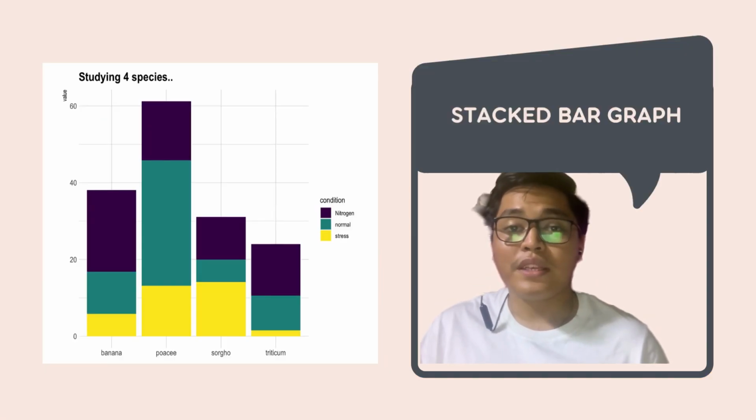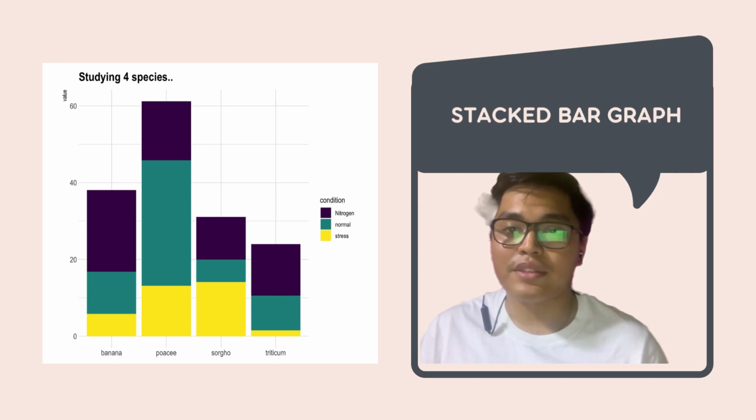The third one is a stacked bar graph. A stacked bar graph is a bar graph that shows how the data is divided into different categories. The bars are divided into segments, with each segment representing a different category of the data. The height of each segment within a bar represents the value of the data it represents, and the height of the bar represents the total value of all the segments combined.